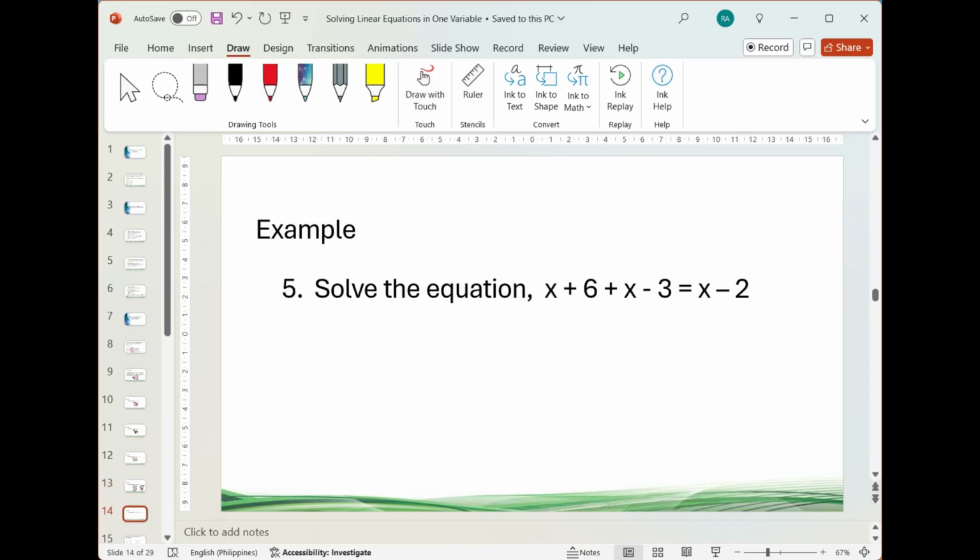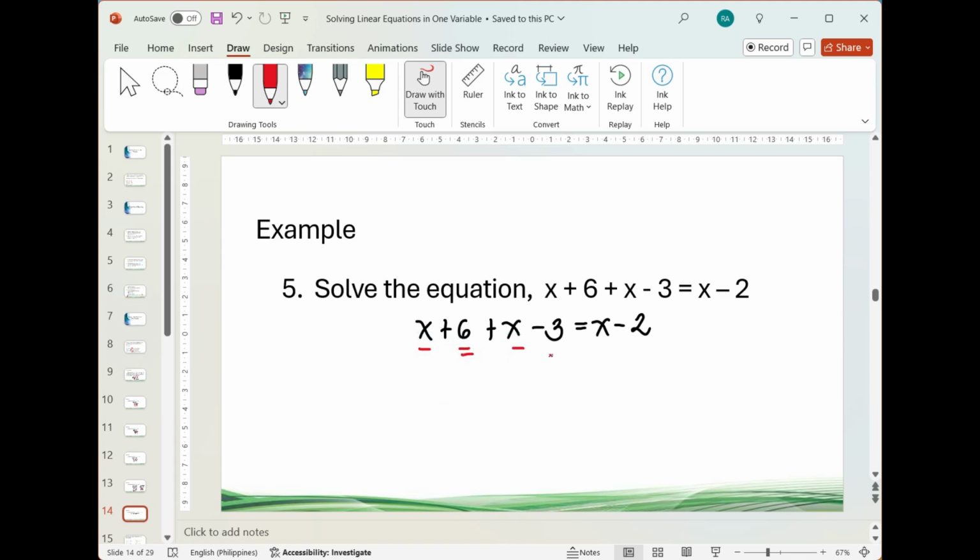Okay? Next, another example, we have solved the equation. So solve po natin si x plus 6 plus x minus 3 is equal to x minus 2. So dito class, bago ka mag-transpose ng mga terms, i-simplify mo muna yung mga kailangang i-simplify. For instance, sa left side, pwede natin i-combine si x kay x. Pwede rin natin i-combine si positive 6 kay negative 3. So doing that, x plus x is 2x. 6 minus 3 or 6 plus negative 3 equals positive 3. Equals, o kopyahin natin si x minus 2.